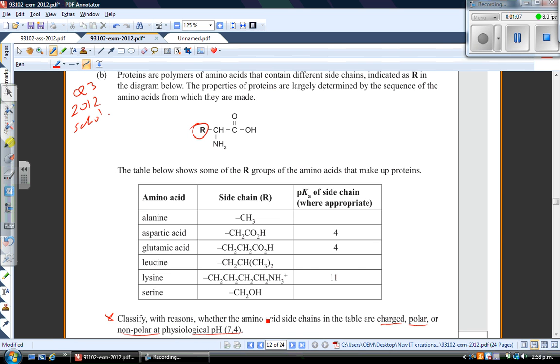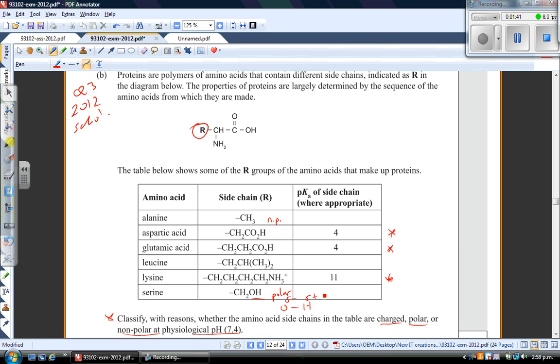The first thing I'll do is just talk about polarity because it's easy to eliminate those pretty quickly. Alanine will be non-polar. Aspartic acid and glutamic acid, we have to discuss the effect of pH on them, and lysine as well, because we're given pKa values. Serine has an OH group, so it's going to be polar, and that's because of the difference in electronegativity between oxygen and hydrogen. So you get a polar side group there, and overall the molecule is going to be polar.